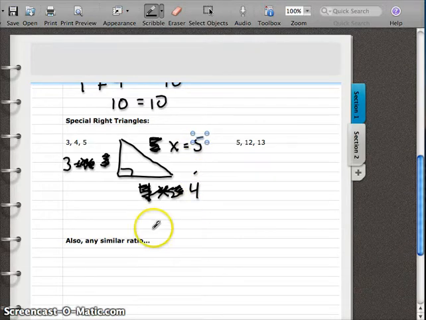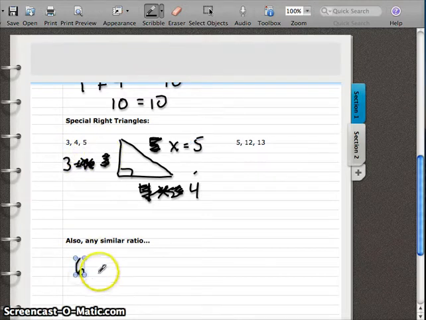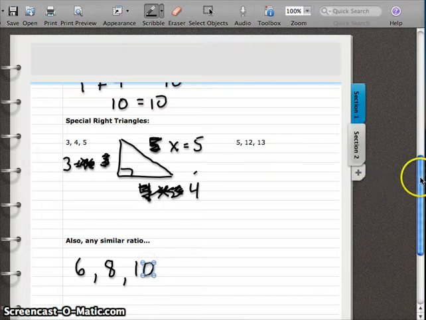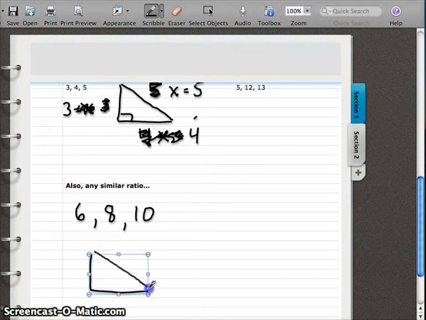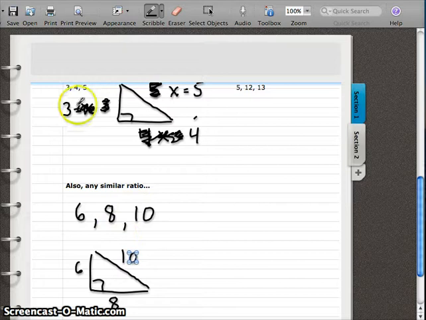And in addition to that, you can have any ratio that's similar. Remember that similar ratios always reduce to the same value. So if I double each of my values here, if I have a triangle that's a 6, 8, 10 triangle, which would look something like this, the two leg values would be 6 and 8, and our hypotenuse would automatically be 10. Because that's in the same ratio as a 3, 4, 5.